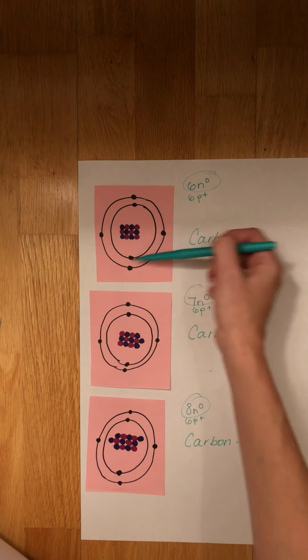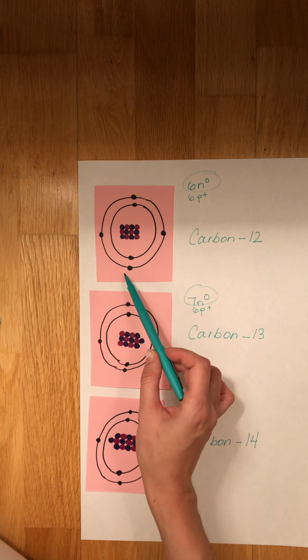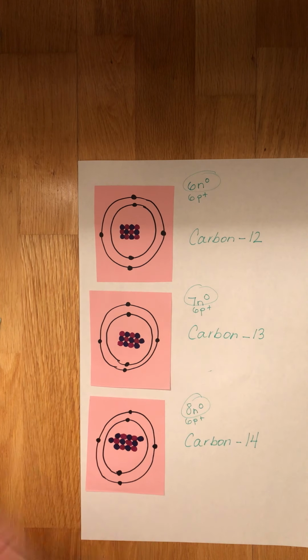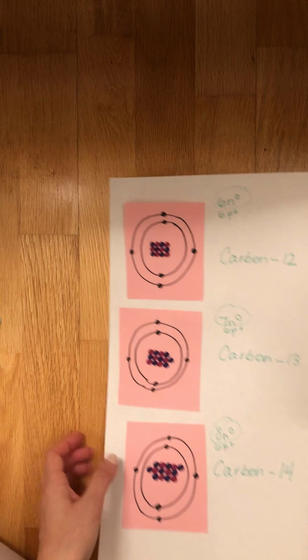So what are these rings and these black dots? Those are just energy levels with electrons, but electrons don't really matter when you're trying to figure out an isotope, okay? All right, moving on.